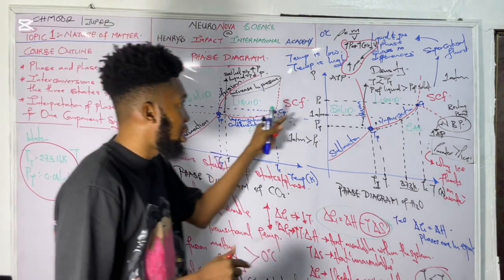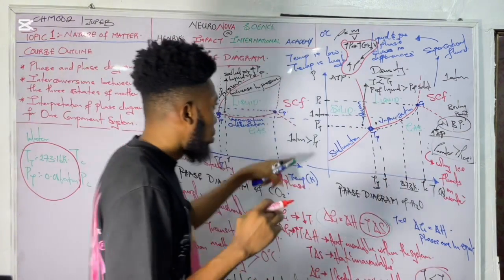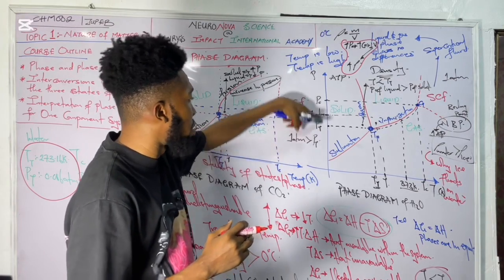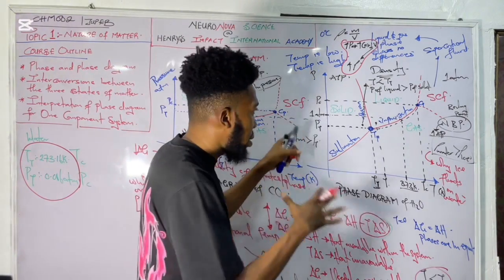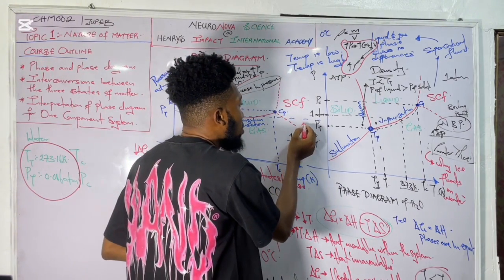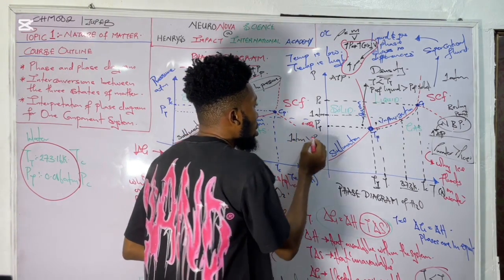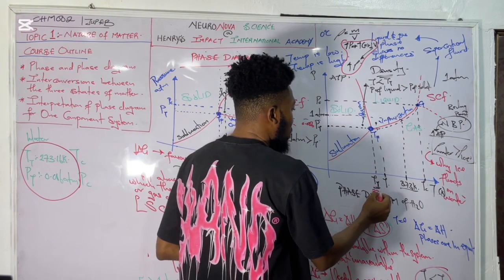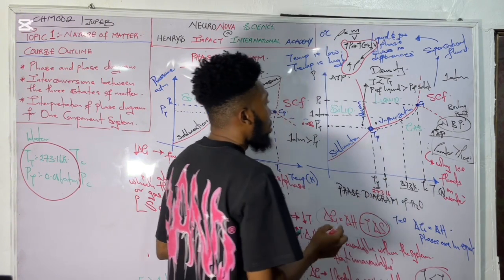Like I told you, these things here are not drawn to scale. The difference between 1 and 0.8 is supposed to be long, but this is not. This is how you present it in your exam as well. You just have to identify that this place is 0.006, and this place here is 273.16 approximately. Very good.